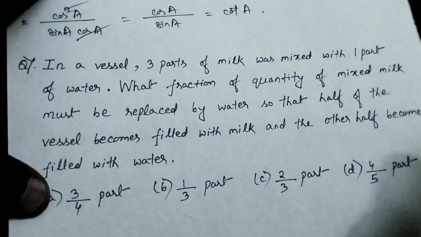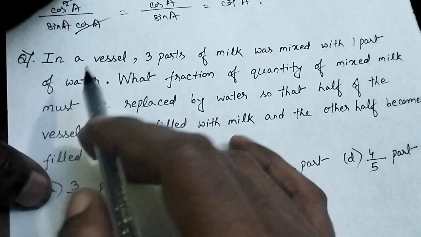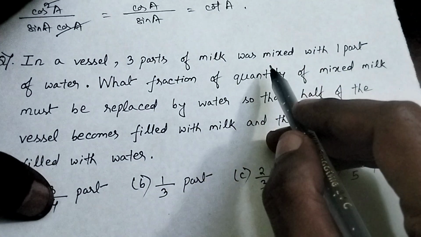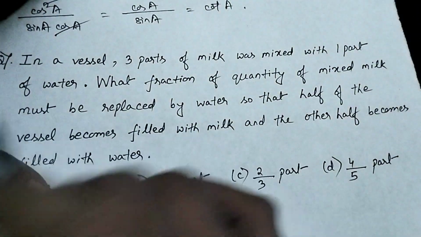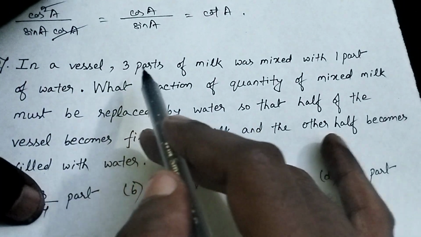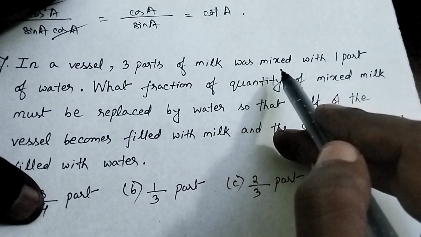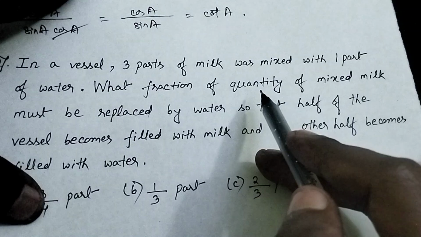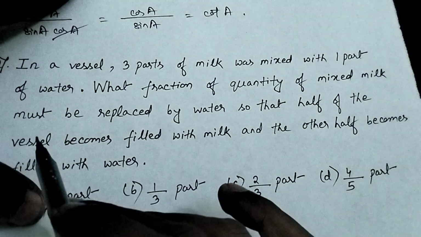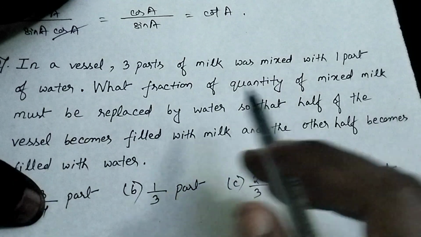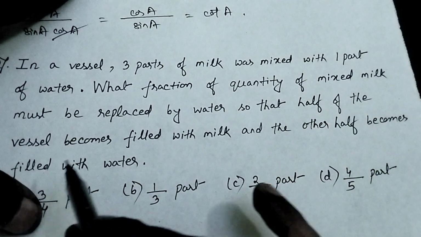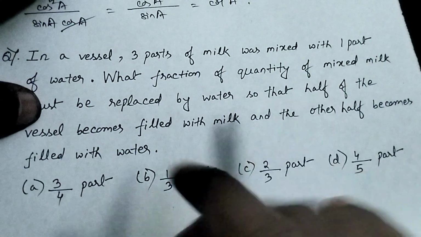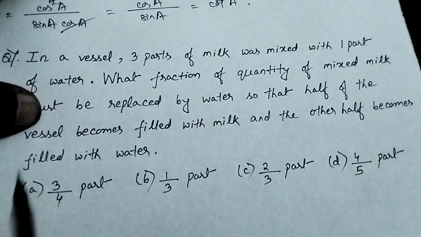In this video I have brought this sum for you all. So look at the sum. In a vessel 3 parts of milk was mixed with 1 part of water. So what fraction of quantity of mixed milk must be replaced by water so that half of the vessel becomes filled with milk and the other half becomes filled with water? Okay, 4 options have been given.